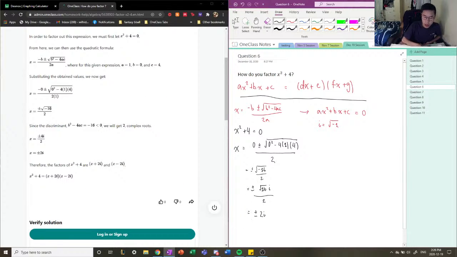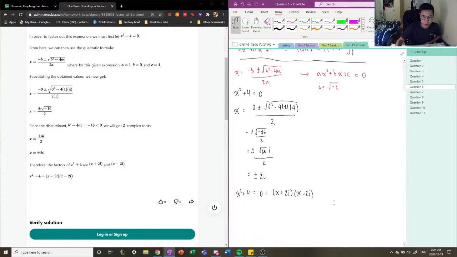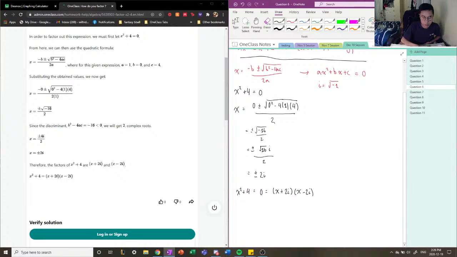With this in mind, we now have the zeros, and the zeros relate to factors as such. We can break up x squared plus 4 into x plus 2i times x minus 2i. When x equals negative 2i, the first bracket will equal 0, and anything times 0 is equal to 0. And when x is equal to 2i, the second bracket will equal 0, and 0 times this is equal to 0. So that's how the zeros relate to the factors.